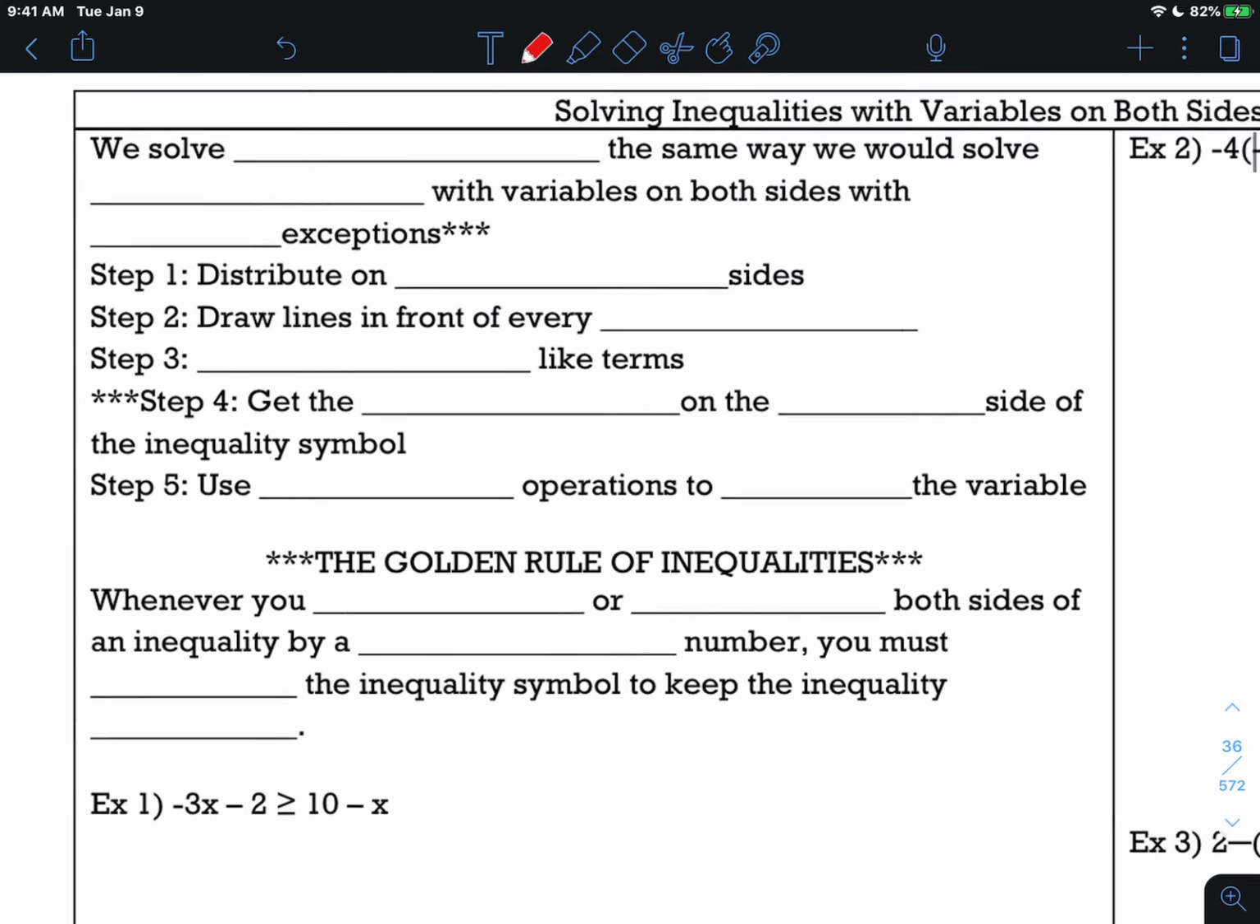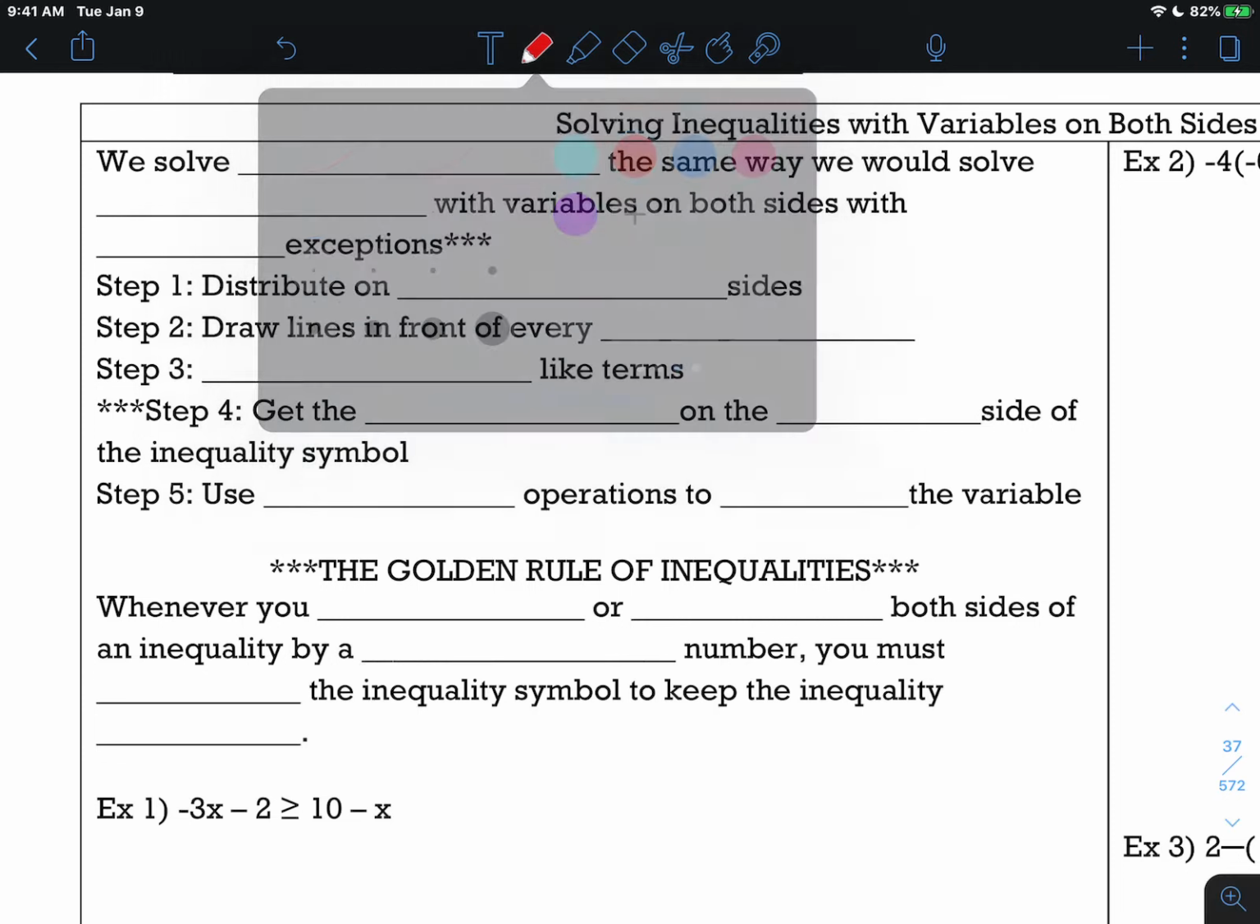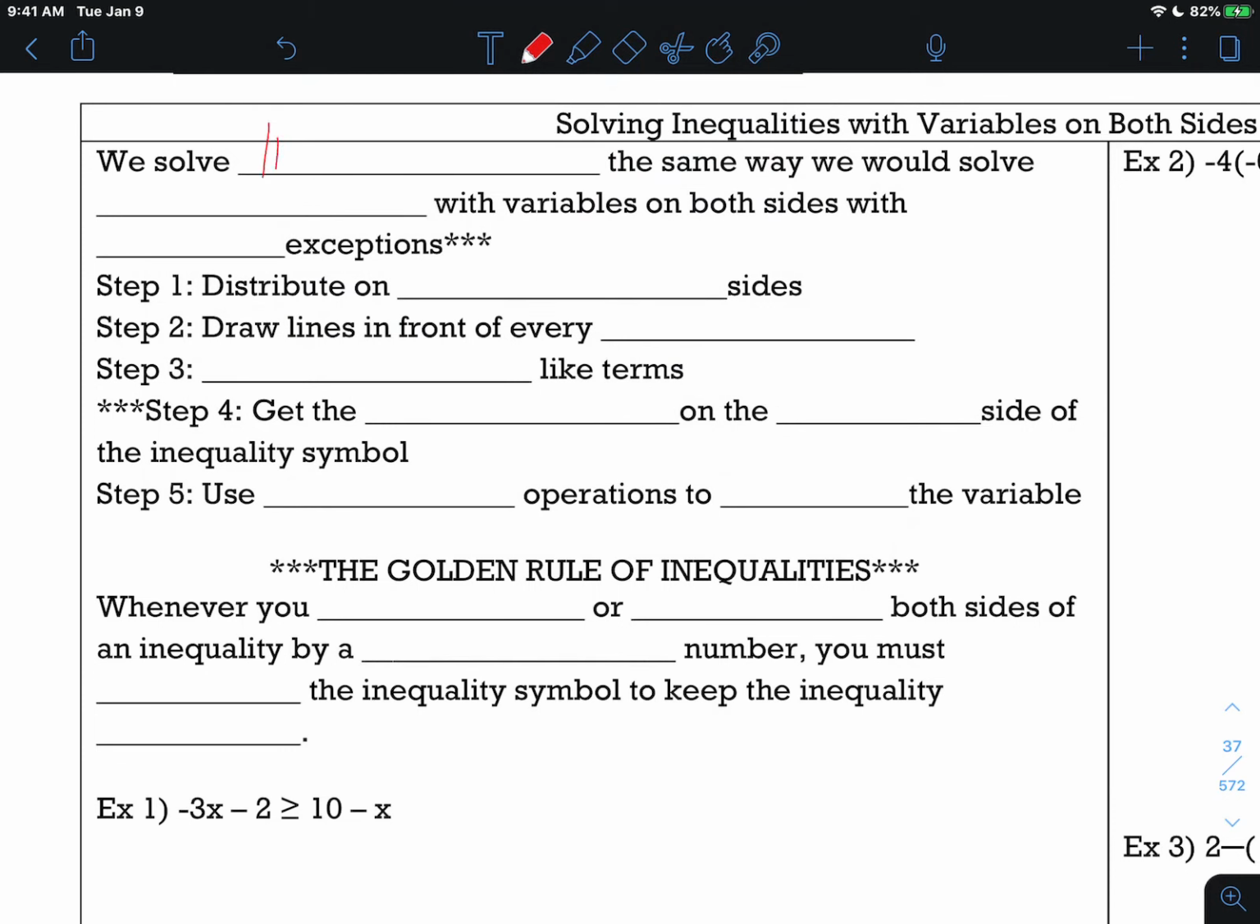All right, so today's notes. So, we saw inequalities, make that a little bit bigger, the same way we would solve equations, as you saw earlier, with variables on both sides, with 2 exceptions. So, we want to distribute on both sides, right? That's exactly like a normal equation. We could draw our line in front of every sign. We need to combine like terms. And we need to get all of our x's together.